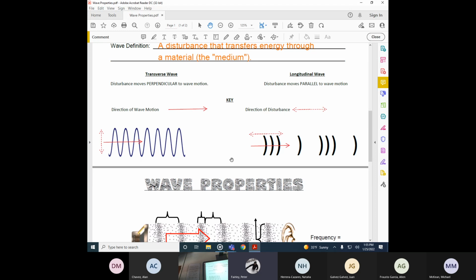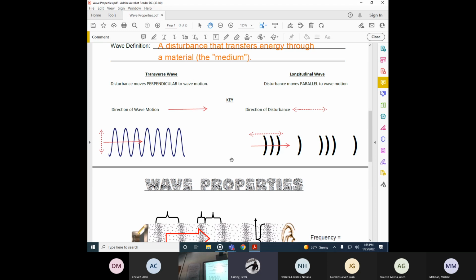Did you guys see okay in the back? Yeah? Okay. So the idea there was so you could see the difference between the transverse and the longitudinal wave, right? That was the plan. Let's go on to page 2.